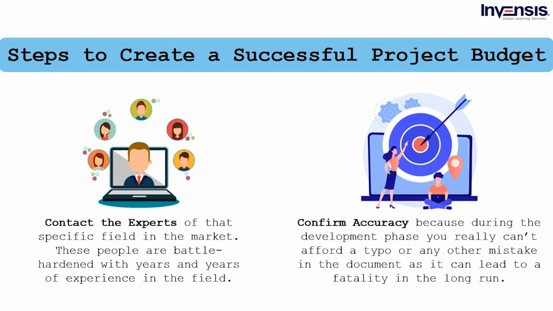The fourth step is, confirm accuracy. After you've completed that long-awaited budget sheet, double-check that all of the statistical data in it is right. The sooner you can verify this, the better, because you can't afford a typo or any other mistake in the document during the development process, as it could lead to a fatality in the long run.